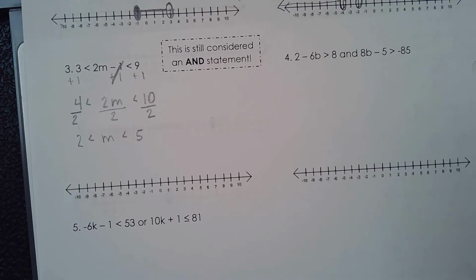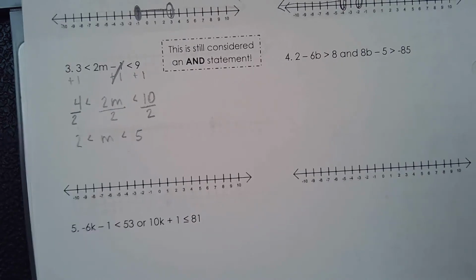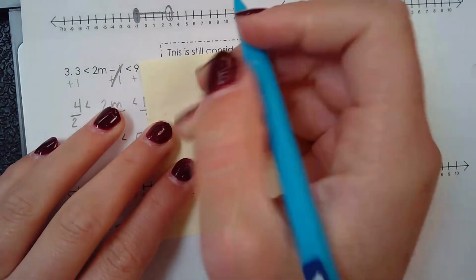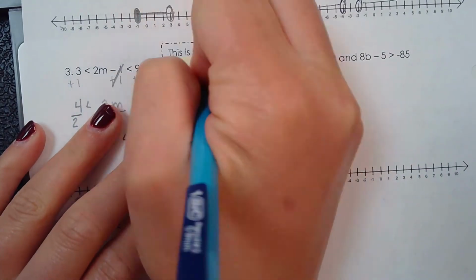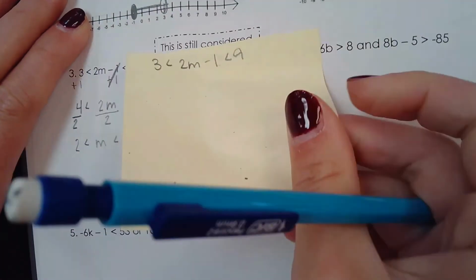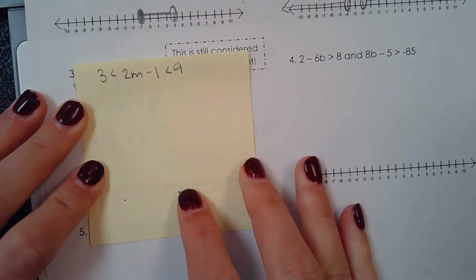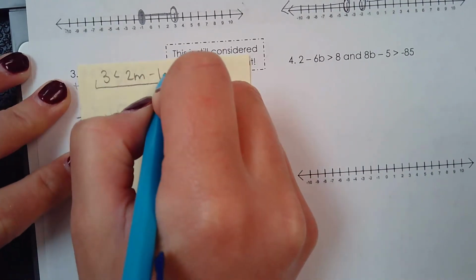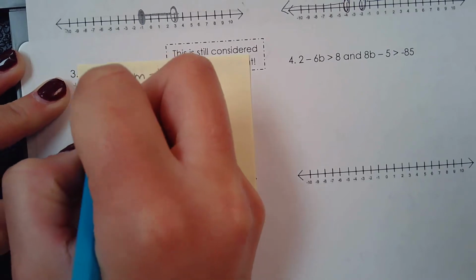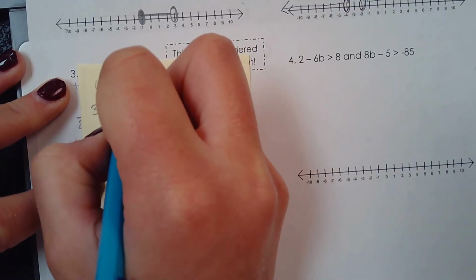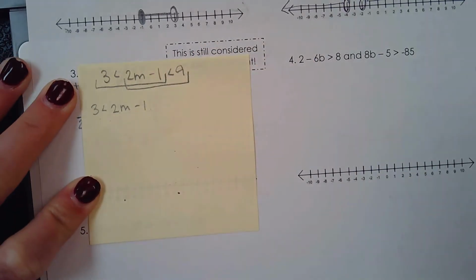So do you want me to show you another way to do this so it might be a little bit easier? Yeah? Okay. So we'll go back to our original equation. So we've got 3 is less than 2m minus 1 less than 9. All right, so we want to solve this, but it's like 2 inequalities, right? So what we can do is take the first chunk and write it as an inequality. Then take the second chunk and write it as a second inequality.